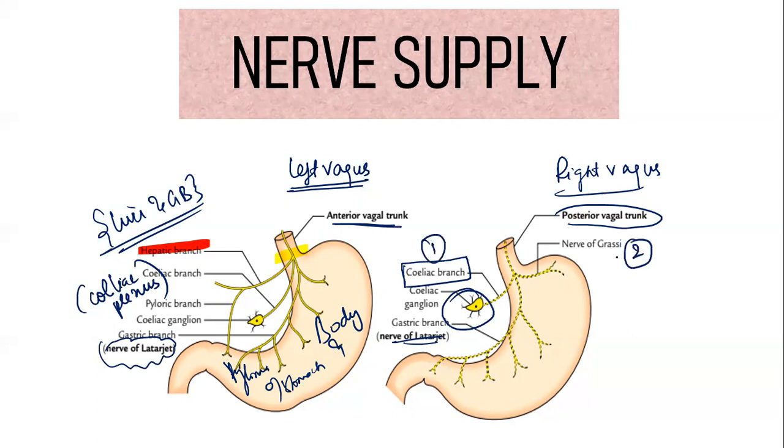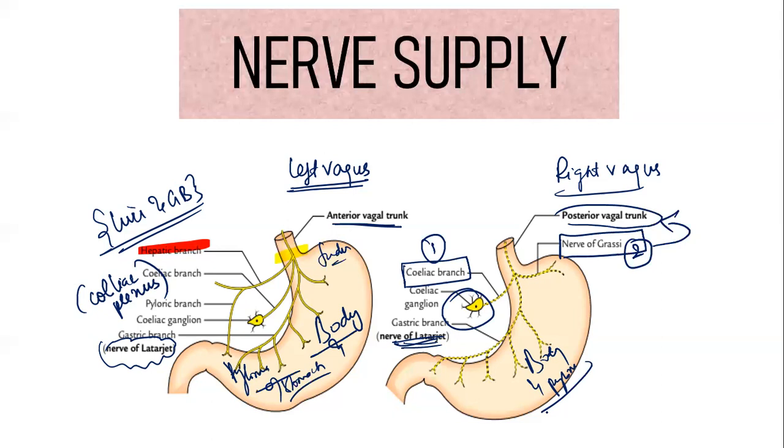Number two is something called the nerve of Grassi. Very important. Now the anterior nerve of Latarjet, we saw, supplies the anterior aspect of the body and the pylorus of the stomach. Then what about the fundus? The fundus is very important because pain or any irritation over the fundus is reflected to the diaphragm. So it has to be supplied by something. The nerve that supplies the fundus of the stomach is the nerve of Grassi, which arises from the posterior vagal trunk. Then we have the posterior nerve of Latarjet, which supplies the posterior aspect of the body and the pylorus.